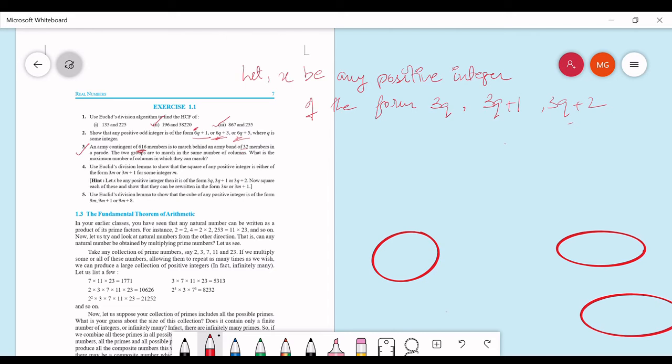So we have taken 3 because we can see that in your question the highest value of this coefficient is 3. So for our convenience we have taken x in the form of 3q, 3q plus 1 and 3q plus 2, right? So first of all we'll write for our first one, x is equal to 3q.